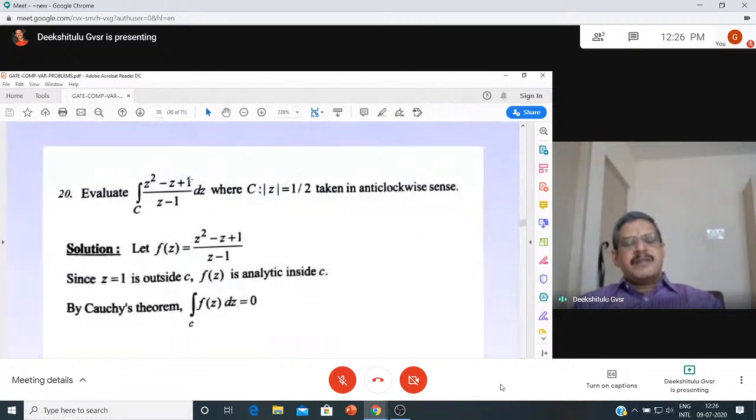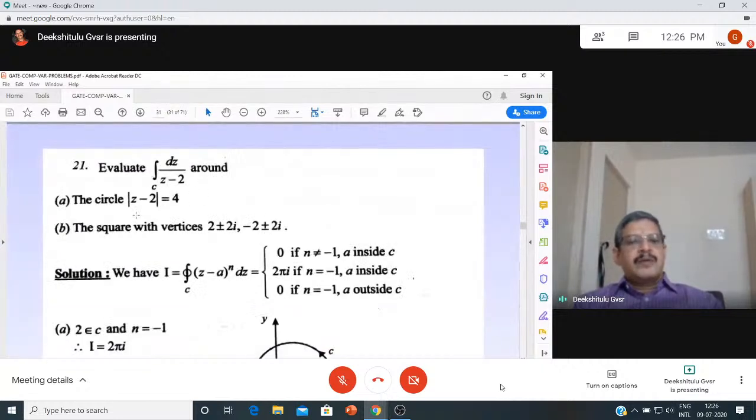Next, (z²−z+1)/(z−1), |z| is equal to 1/2. So the radius is 1/2 centered at 0. But the point z is equal to 1 is outside the region. Okay, that is, 1 is outside this circle with radius 1/2. So the integral becomes 0.